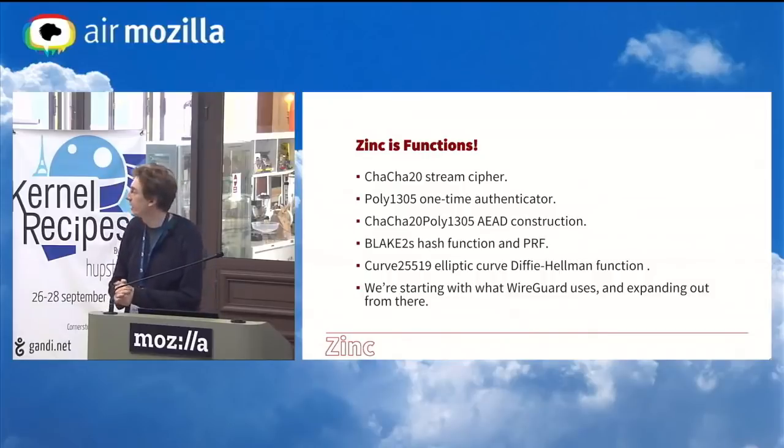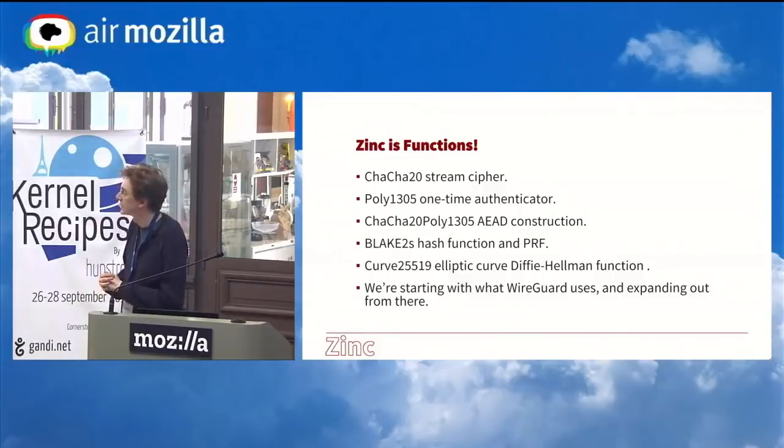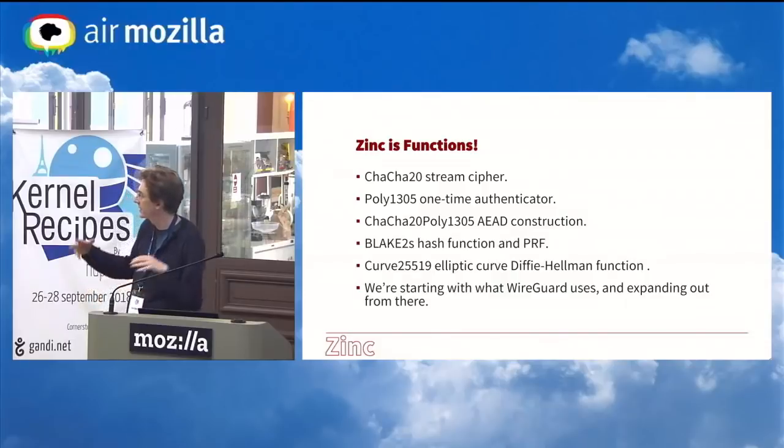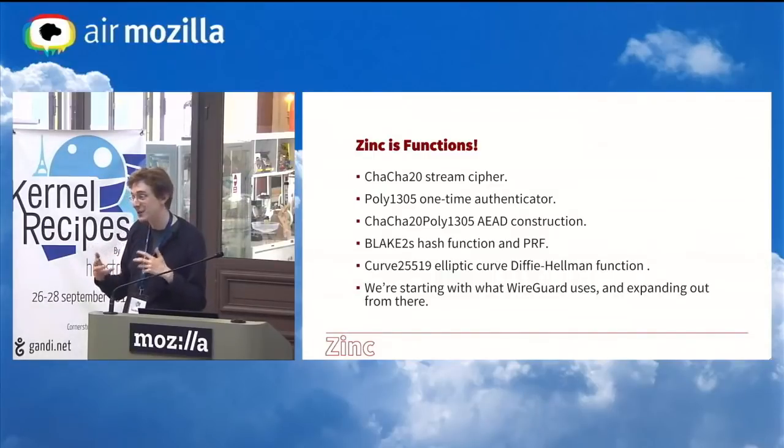So what we have for now are things that WireGuard uses to start out with. So we've got ChaCha20, which is a high security stream cipher, Poly1305 for authentication tags, and then there's this construction of the two of them that makes it into what's called an AEAD, authenticated encryption with additional data. There's an RFC for it, it's in TLS, lots of things use it, WireGuard uses it.